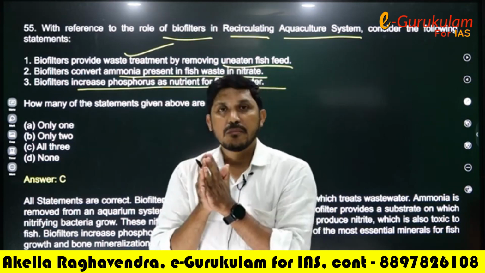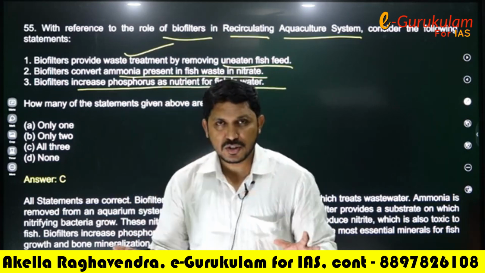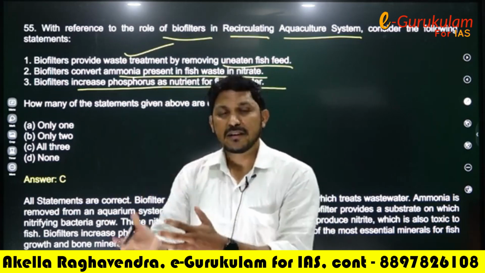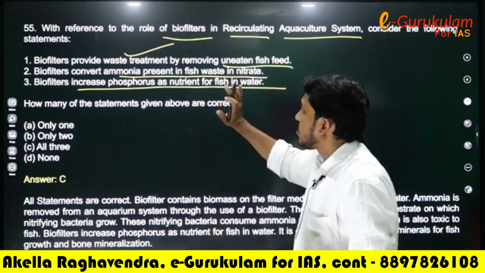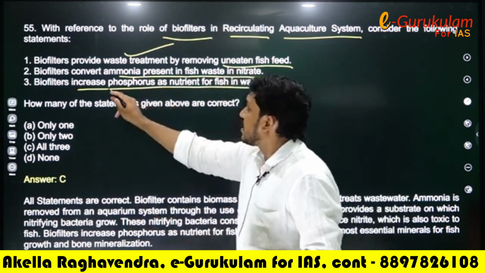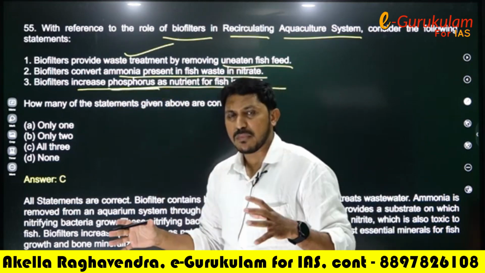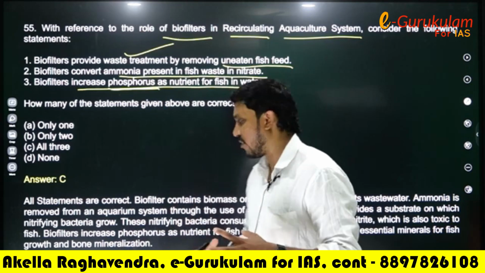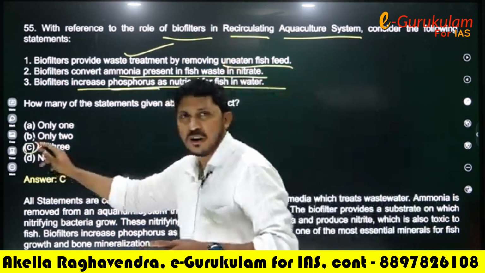Nitrifying bacteria will be coming. Ammonia is converted to nitrite, which is not helpful for fish. Again, some other nitrifying bacteria will convert nitrite to nitrate. So option 2 also is correct, and they also increase the availability of phosphorus, which is helpful for fish in building their exoskeletons and as a mineral for them. So options 1, 2, 3 all are correct. Again, common sense prevails.